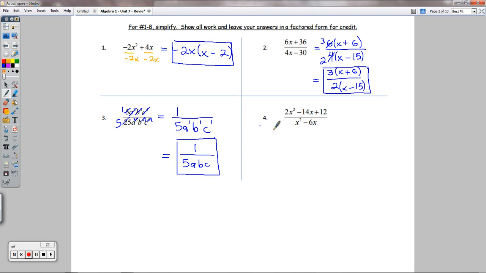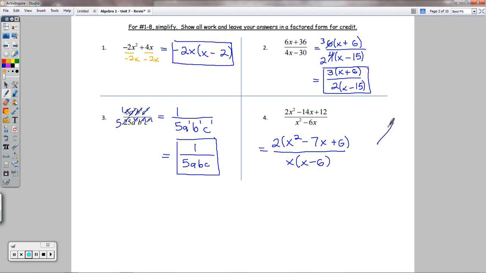Number 4, this one, we look for a GCF first. Looks like I can take a 2 out of everything on the top. So this would be 2 times x squared minus 14x, not minus 14x, excuse me, minus 7x, because I'm factoring out a 2. And then plus 6. On the bottom, the GCF is just x. Then you'd have x minus 6 left.